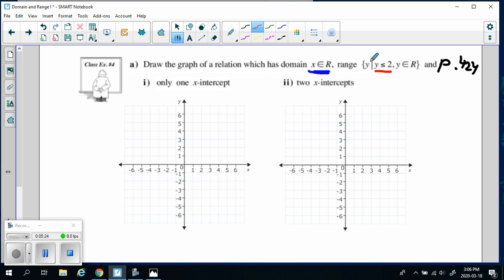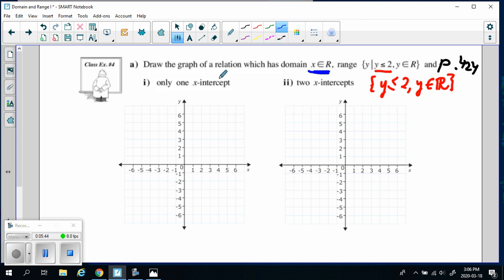Now, a lot of students get thrown off by this. What does this y bar mean? So this means y such that. But it's kind of optional for your purposes. It means the same thing as this. You don't have to write it, but it just says y such that and then these restrictions on it. So it's just another way of writing the range, but it means the same thing as this.